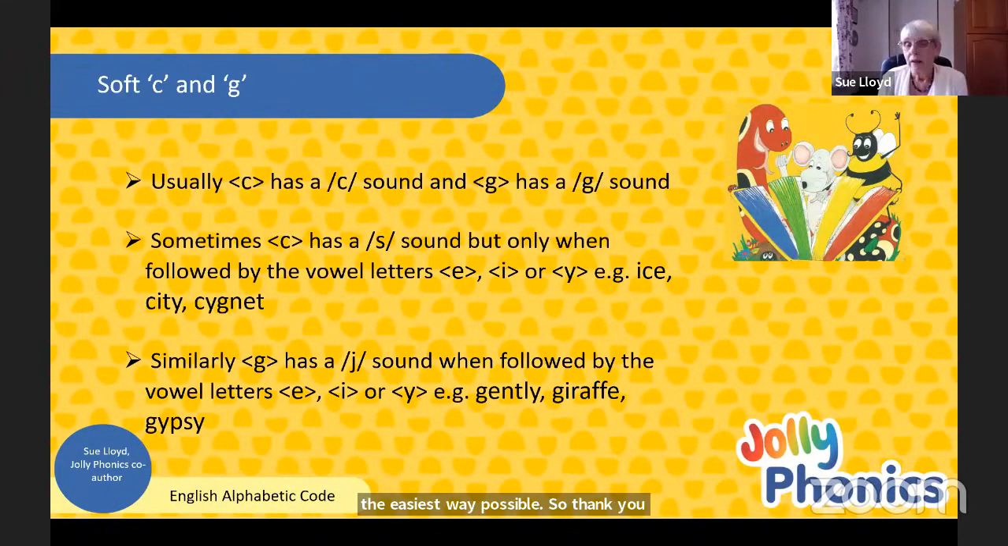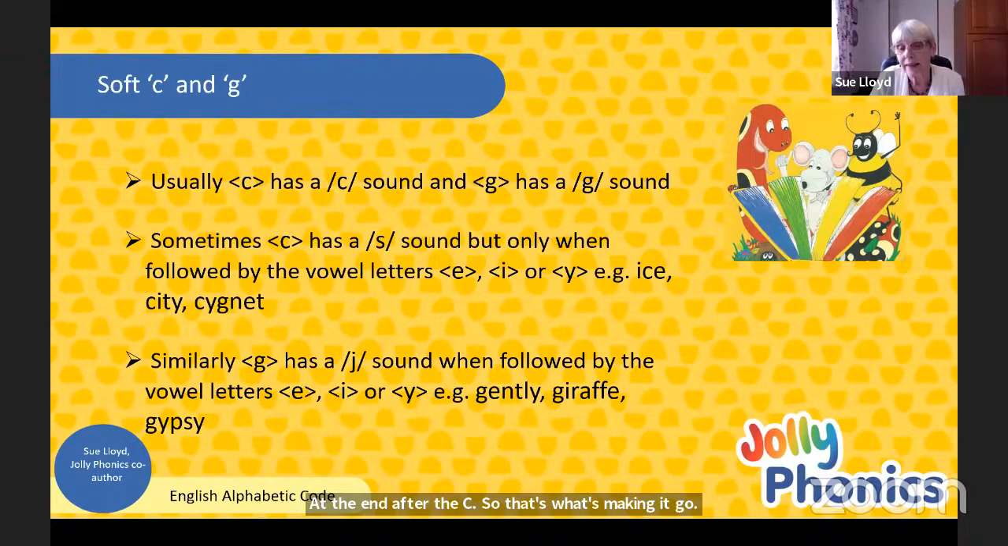Then we have soft C and soft G. Now here's a fairly reliable one, so it's quite useful, and we cover this towards the end of our first year. This C usually has a K sound, and that G usually has a G sound. But sometimes when the C has the 3 letters E, I, or Y after it, it changes to an S sound. And you can see in the word ice, there's the E at the end after the C. So that's what's making it go S.